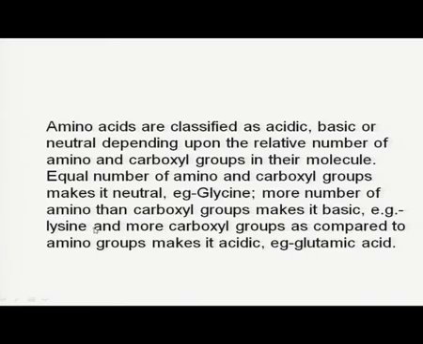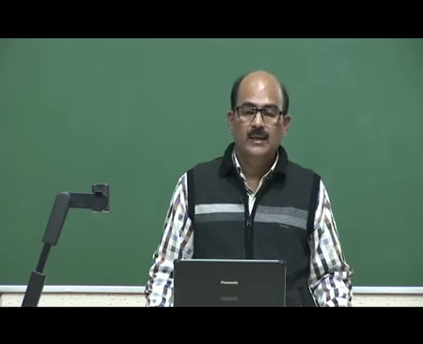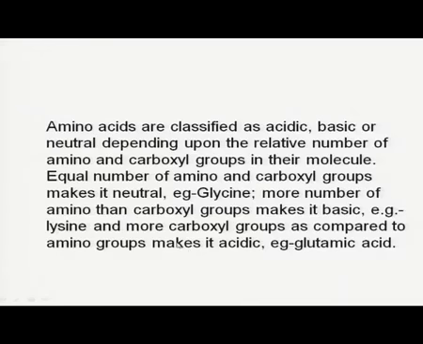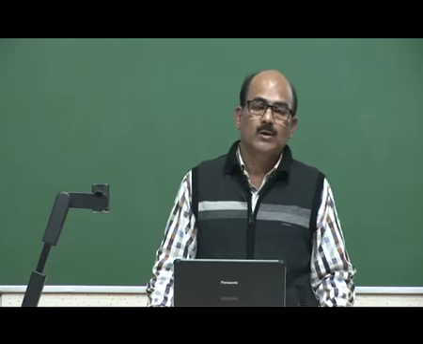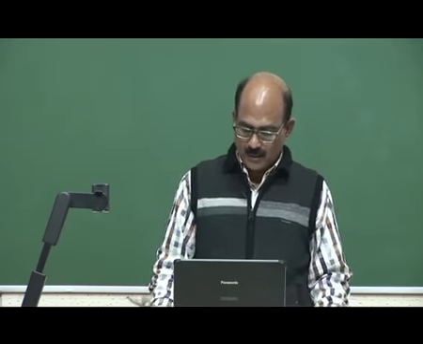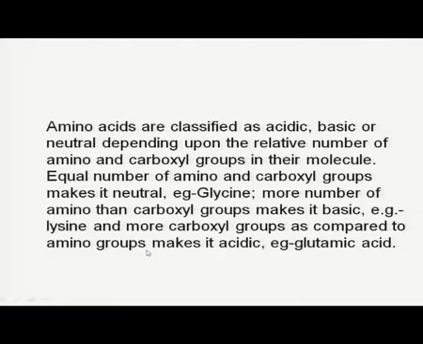When the basic character is higher, with more amino groups than carboxyl groups, it makes it basic. An example of a basic amino acid is lysine. When there are more carboxyl groups, the acidic character of the amino acid becomes high. That type of amino acid is called an acidic amino acid, like aspartic acid, as we have already discussed, and glutamic acid. These are the different types of amino acids on the basis of the relative number of amino groups and acid groups.